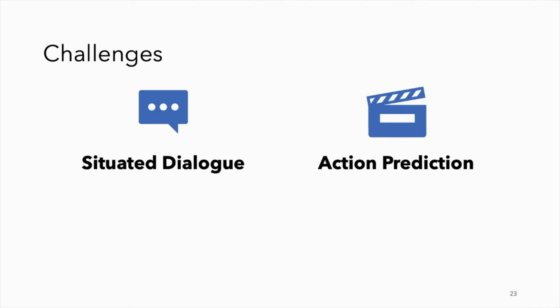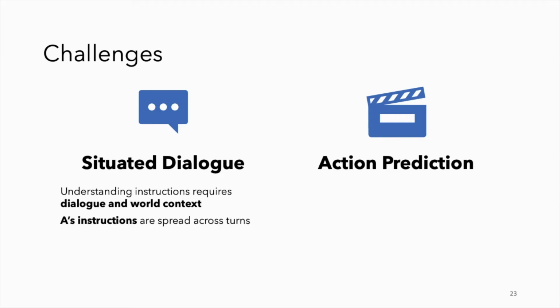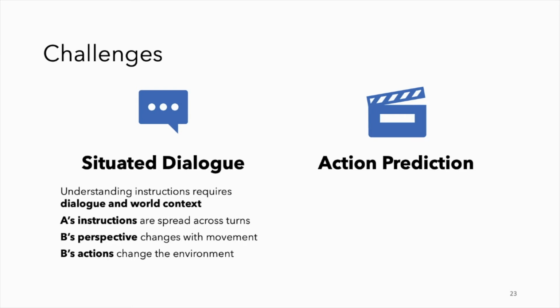So why is this task challenging and interesting? From a situated dialog point of view, understanding instructions in this domain requires dialogue and world context. Architect instructions may not be limited to a single utterance, but can be spread across turns. The builder's perspective is also constantly changing, thus changing the meaning of spatial relations. And so is the environment due to actions taken by the builder.